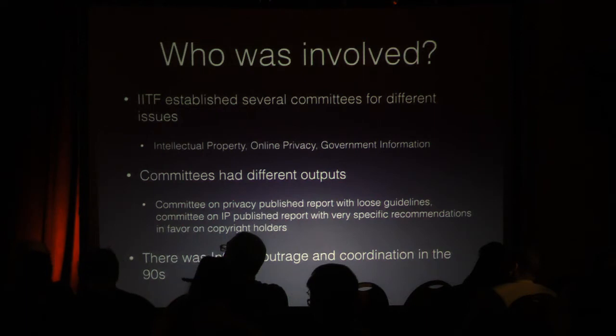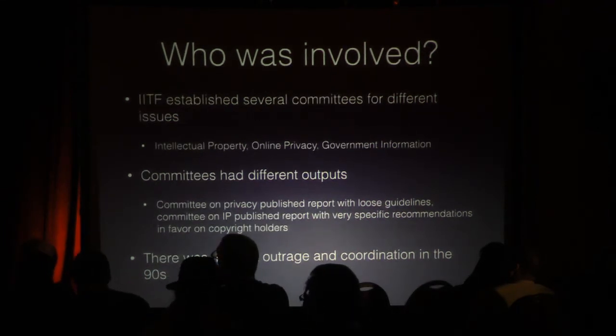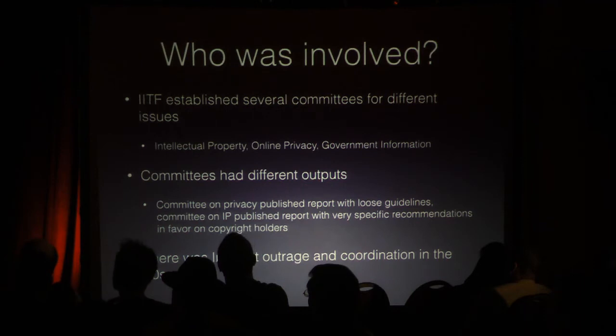The privacy paper was really sort of loose: if you're a company using personal information, you should probably tell your users what you're using it for. Simple, right? But the Intellectual Property Committee was a whole different story. They published very strict and specific recommendations in favor of copyright holders. Their logic was, well, the internet is here, but we've got to fill it with content, and unless content providers are confident that their content is secure, they won't be putting their content onto the internet. It seems kind of logical, but then they kind of missed the step where users generate content themselves.